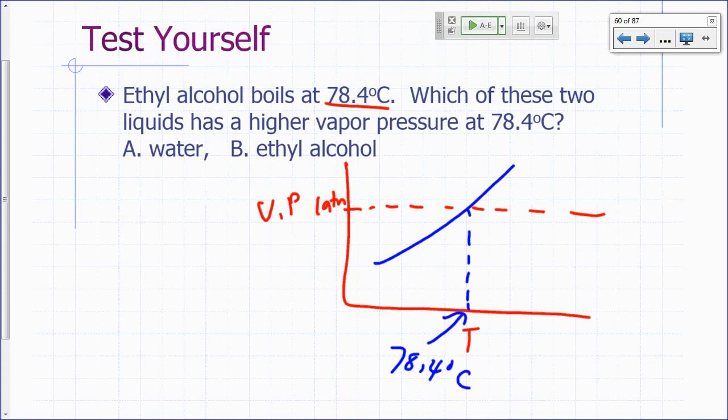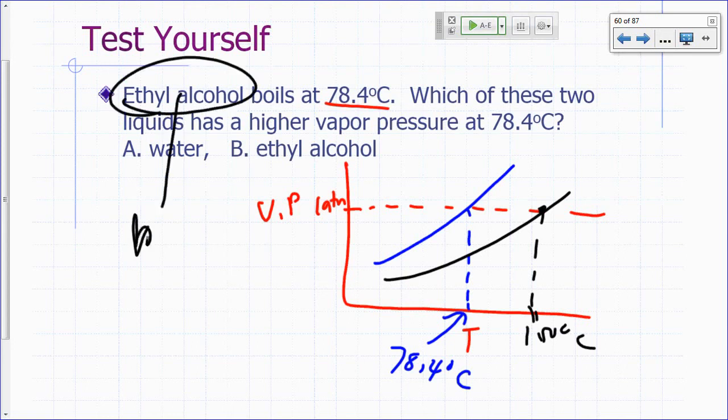At what point does the vapor pressure of water reach 1 atmosphere? Water boils at 100 degrees Celsius. So the vapor pressure of water reaches 1 atmosphere at 100 degrees Celsius. Correct? So which one has a higher vapor pressure? At 78.4, the vapor pressure of water is less than 1 atmosphere. But if alcohol is already boiling at that point, then the vapor pressure of alcohol is 1 atmosphere at that temperature. Okay, so we say that ethyl alcohol is more volatile.